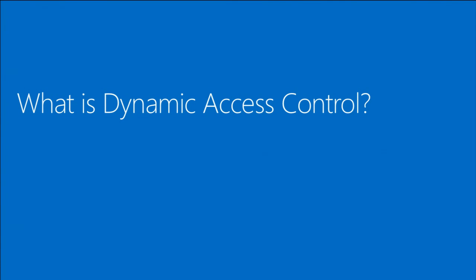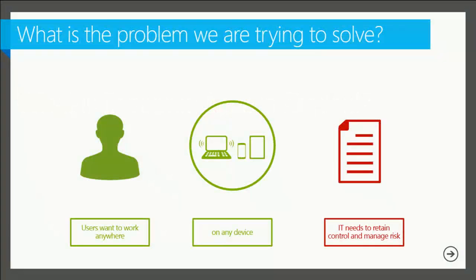So the first question I typically get is when I use the term information protection and dynamic access control is like, what? Well, what is dynamic access control? And I thought I'd start by setting up what it is that we're actually trying to solve here. What is the problem? The problem is that users want to work anywhere, on any device, and from a user perspective, you just expect everything to work. I want my apps, I want my data with me, I don't really care, just let me do my job.